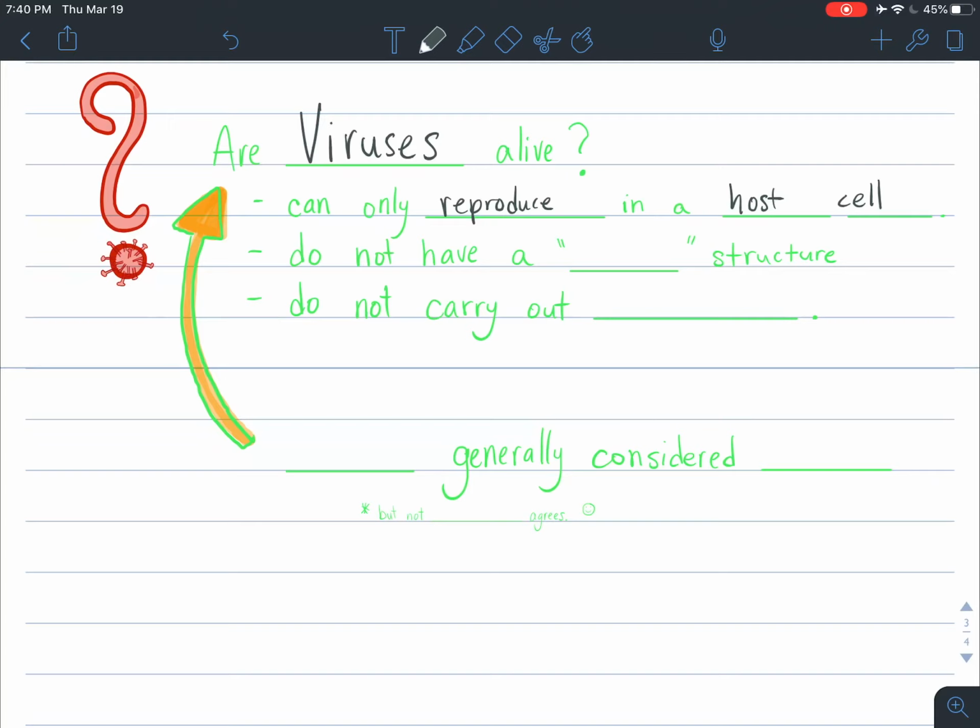They're a parasite. Also, they do not have a quote-unquote cell structure. They have a different type of organization. So their organization is kind of funky there. And then also, they do not carry out metabolism. So they're not using chemical reactions to gain energy. So if we look at the general consensus, they are not generally considered to be alive.